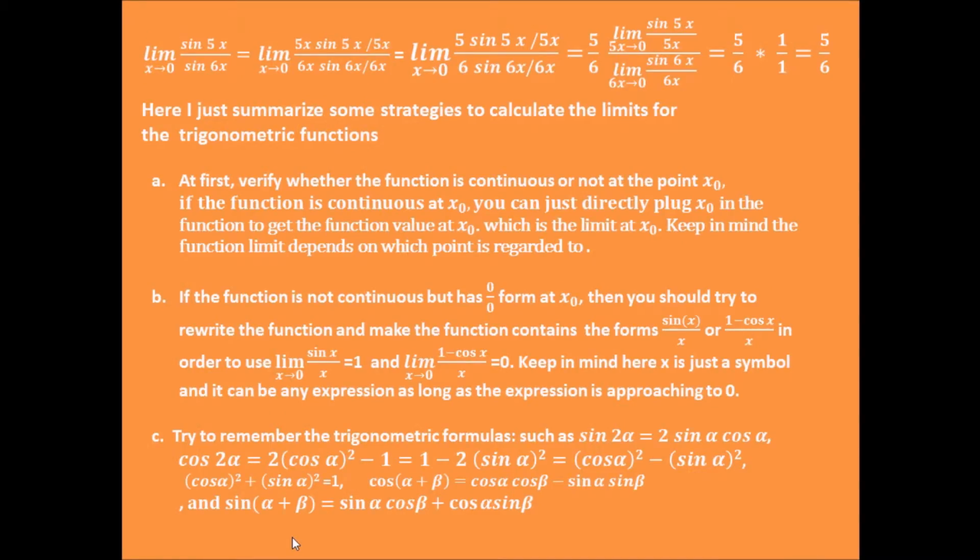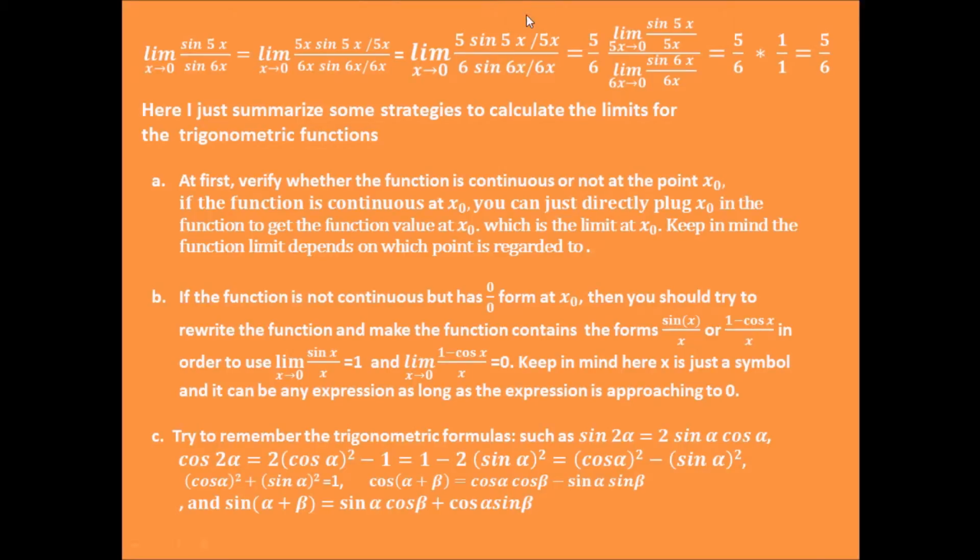Here is another example. Limit sin 5x divided by sin 6x with x approaches 0. Right away, we realize that in the numerator, we have to divide by 5x. In the denominator, we have to divide by 6x. At the same time, we have to multiply by 5x in the numerator and 6x in the denominator in order to keep the expression unchanged.